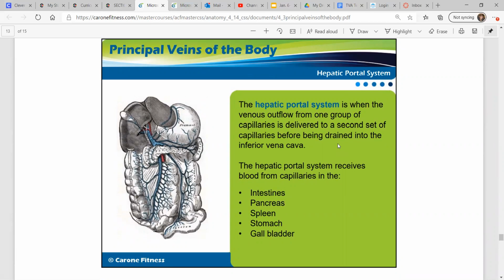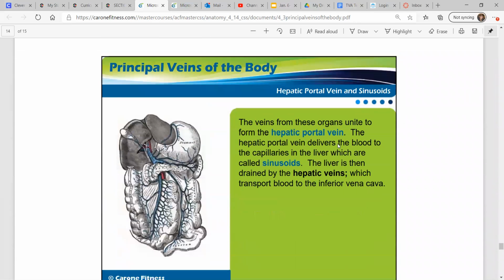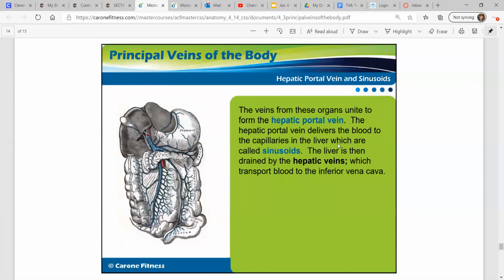This portal system receives blood from capillaries in the intestines, the pancreas, spleen, stomach, and gallbladder. Veins from these organs unite to form the hepatic portal vein. And the hepatic portal vein delivers blood to the capillaries in the liver, which are called sinusoids. The liver is then drained by the hepatic veins, which transport blood to the inferior vena cava.